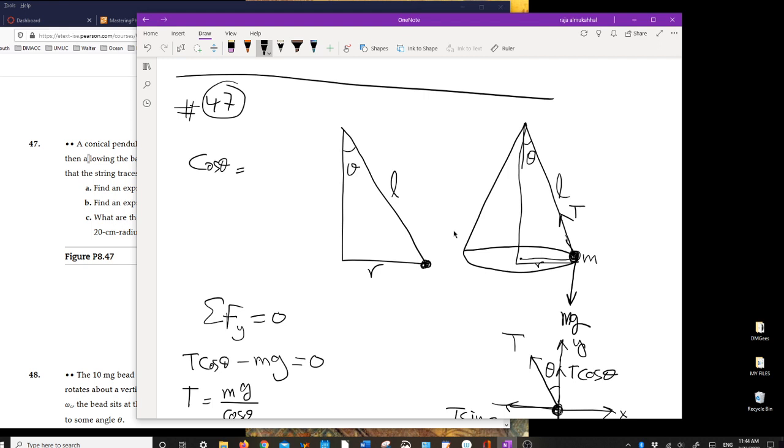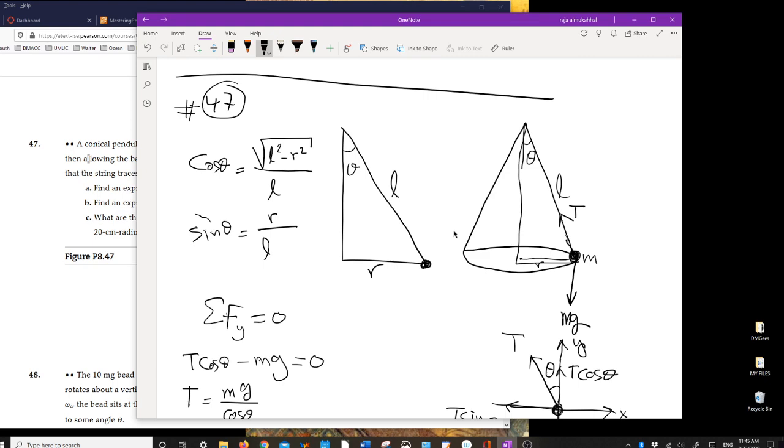In this case, cosine theta is equal to adjacent over hypotenuse, where the hypotenuse is L. The adjacent is the square root of L squared minus R squared. Is that okay? And let me just do sine for now, once and for all. Sine theta equals opposite over hypotenuse, so that's just R over L. But I can also argue that R is L sine theta. But anyway, that's for later.